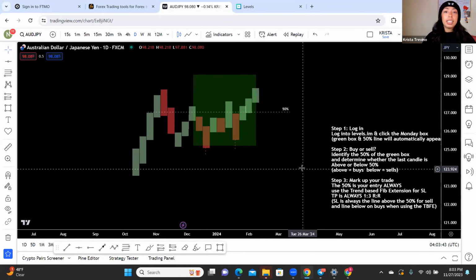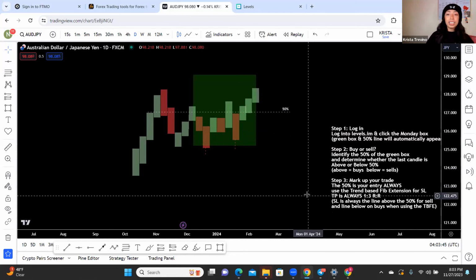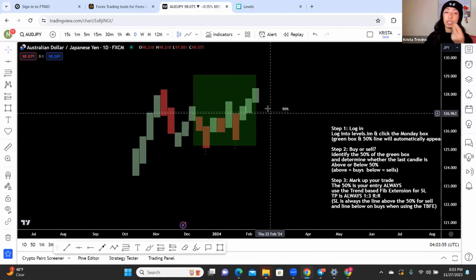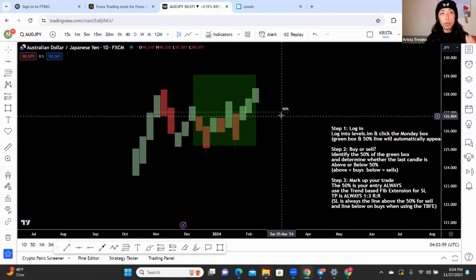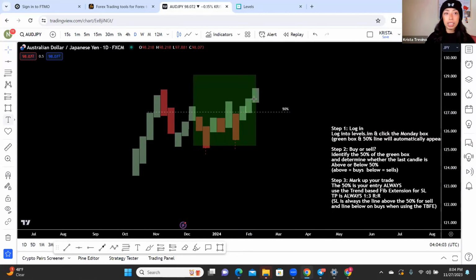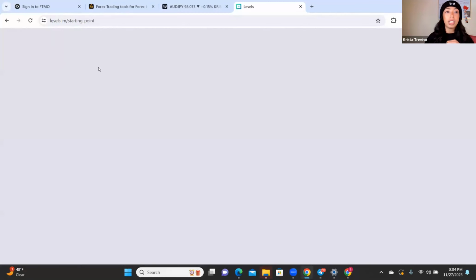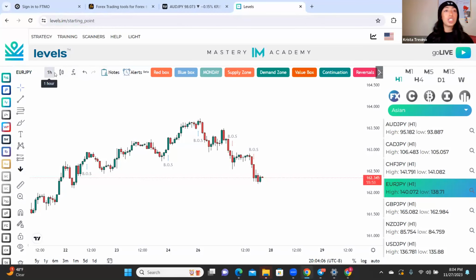All right, so we're going to be looking for buys. Awesome. That's step 2. Now, step number 3 is literally just marking up. If you're still even learning how to trade, you don't even know what you're doing 100% yet, perfect. We can help you out right here. The 50% not only tells us what direction by which candlestick is above or below it, but it also doubles as our entry. So you don't have to go in different time frames. When we log into levels.im, it's going to be on the 1 hour time frame, and we do everything off of the 1 hour time frame.